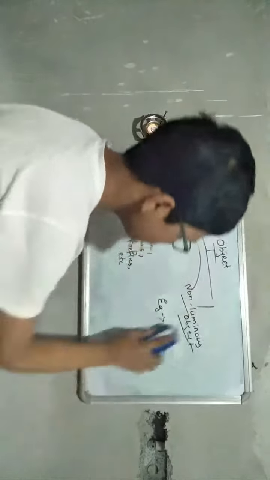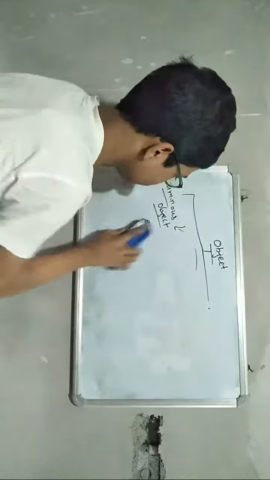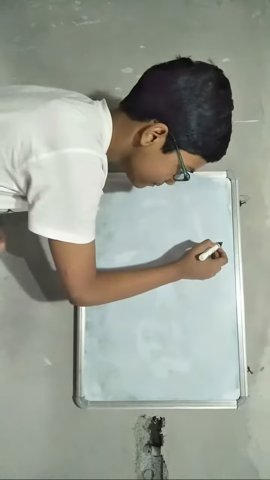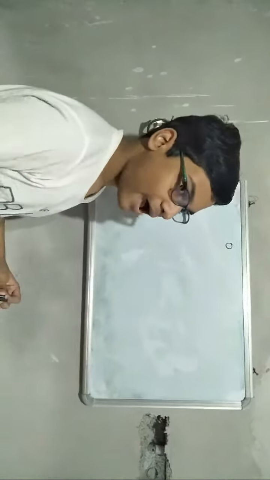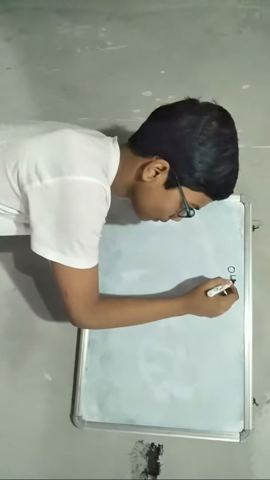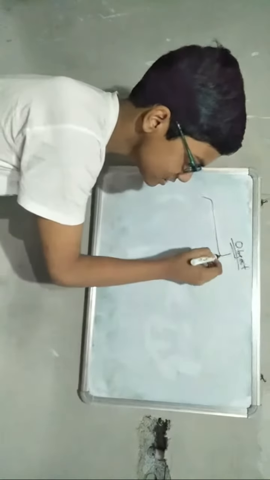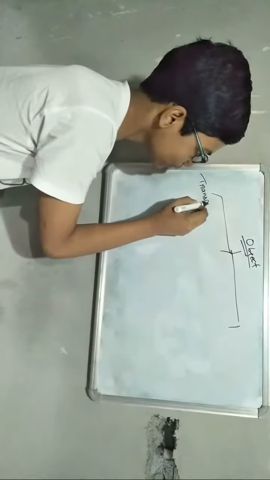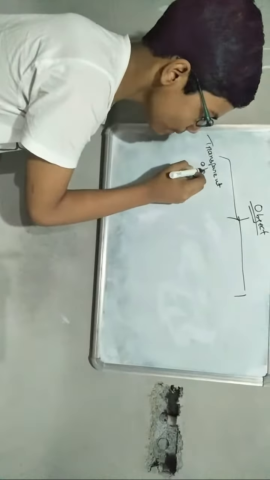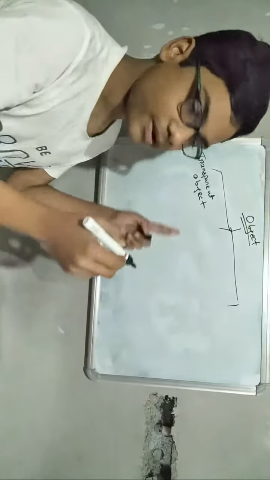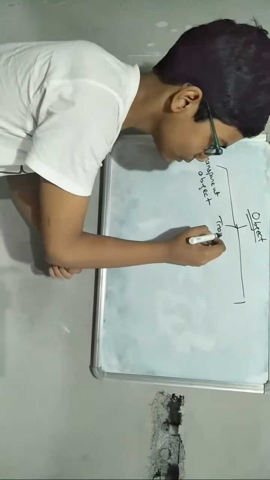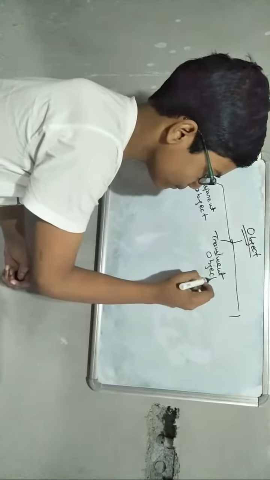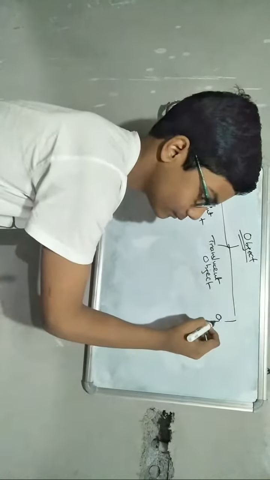Okay, so the next type of object. The types of object that I am writing now depend on the passing of light. These are classified into three types. One is transparent, another one is translucent, and the third one is opaque object.